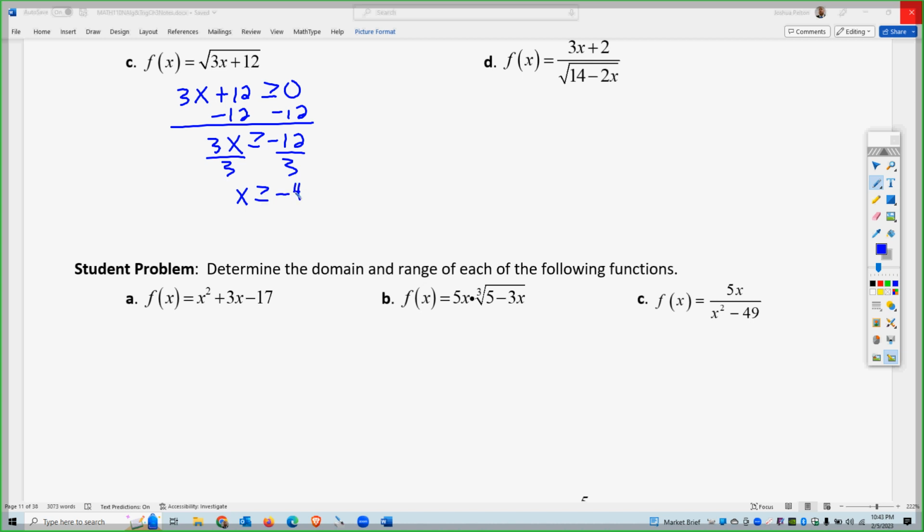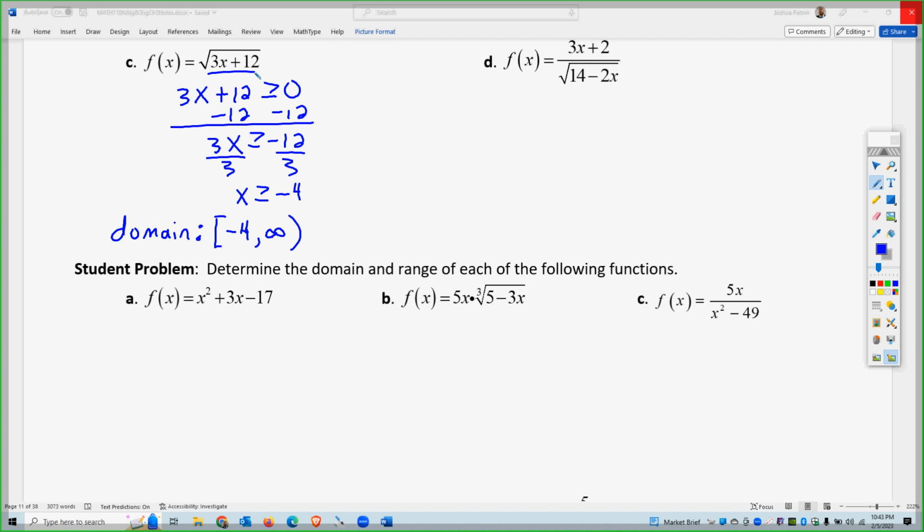So x can be any value for the input as long as it's negative 4 or greater, right? So my domain here is negative 4 to infinity. Any value you plug in will actually work here and give you an answer back. Anything less than that, so if I plug in a negative 5, that would give me negative 15 plus 12, which is negative 3, and I cannot take the square root of negative 3 and get a real answer.